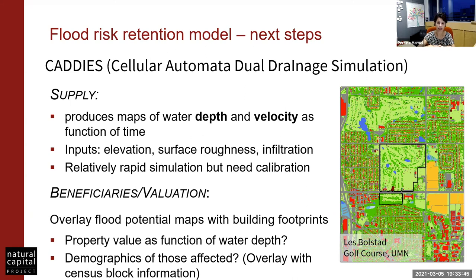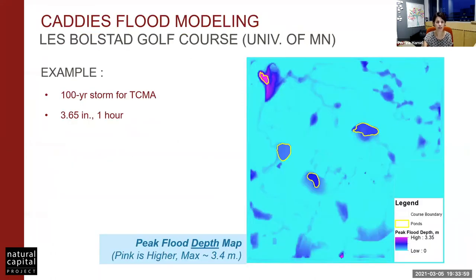And so essentially overlaying the outputs of the biophysical model, the flood depth, with information on infrastructure or population affected. So as an example, for a test golf course actually in Minnesota, my colleague Ben Jenke ran the model and obtained this map of flood depth here on the slide for a 100-year storm for the Twin Cities metropolitan area. So essentially all the darker colors represent higher flood depth, up to 3 meters.